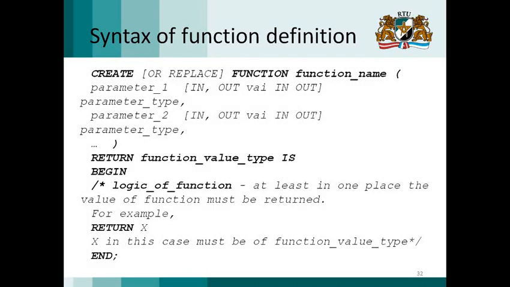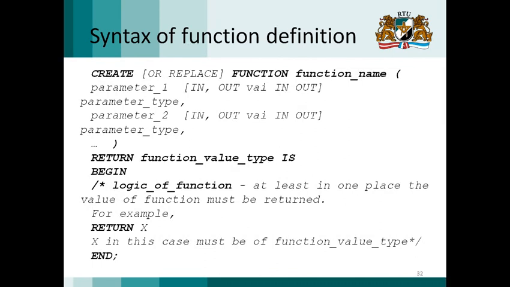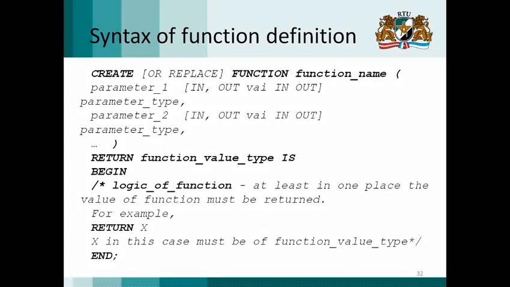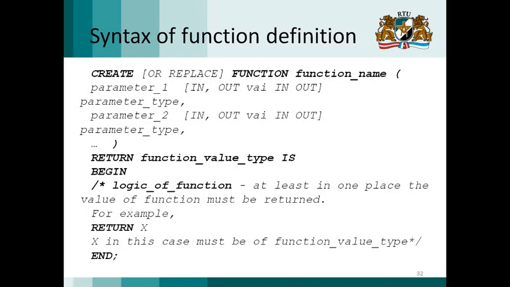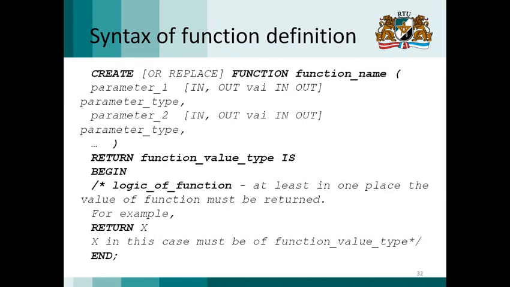So the syntax of function definition is actually pretty similar to the procedure definition. There is also create, might be used or replace, function name, and parameters, in, out, in-out. The difference that we can see is that there is the return function value type. We must define what type the function will return. It might be some simple type, for example varchar2, number, or something like that, but it could also be one of these more complicated types, for example, a record.